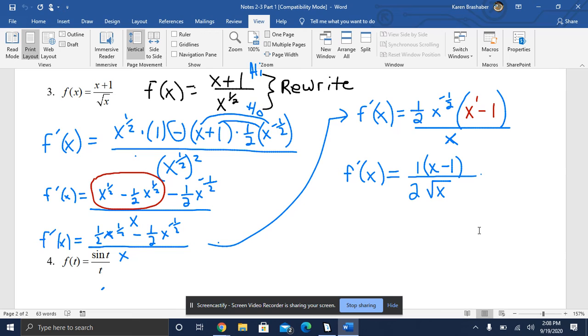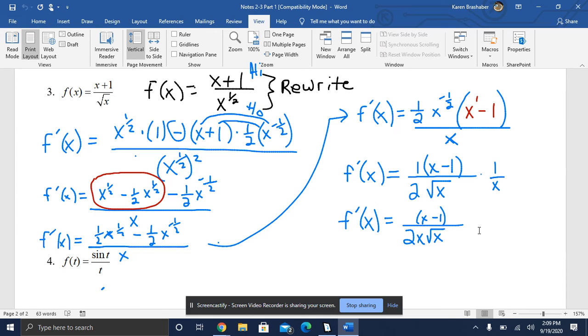So that's the same as saying it was times 1 over x. And some of you may not need to put it as times 1 over x. Some of you may see it without taking that extra step. Your final answer is x minus 1 over 2x square root x. I'm not going to ask that you rationalize the denominator.